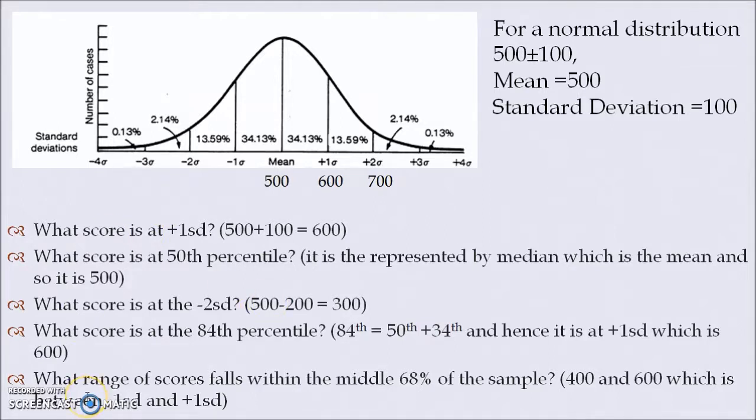So where do the range of scores fall? Within the middle 68% of the sample, which is between minus 1 standard deviation, that is 400, and plus 1 standard deviation, that is 600. So remember this slide, print your PowerPoint so that you have this slide while you're doing your quiz too.